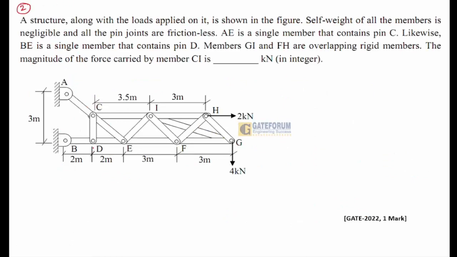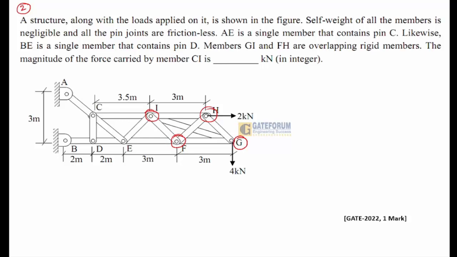A structure along with the loads is applied as shown in the figure. Self weight of all members is negligible and all pin joints are frictionless. AE is a single member that contains pin C. Likewise, BF is a single member that contains pin D. Members GI and FH are overlapping rigid members. The magnitude of force carried by member CI is dash.